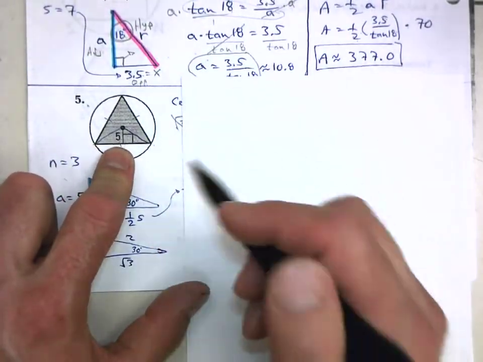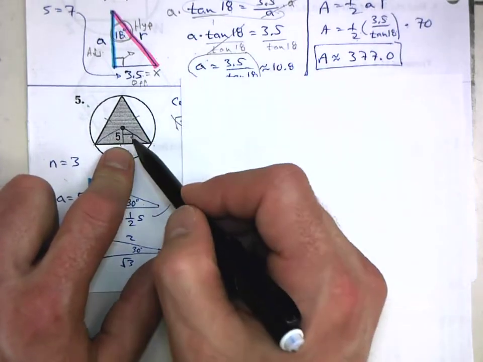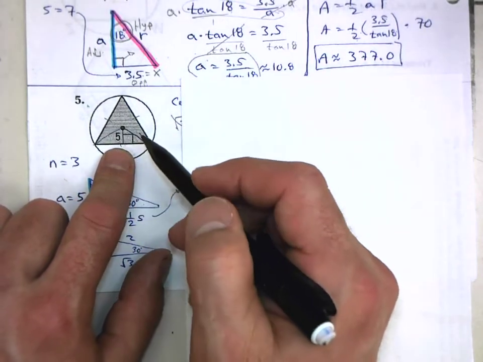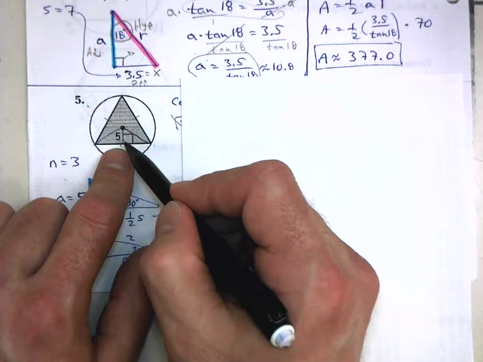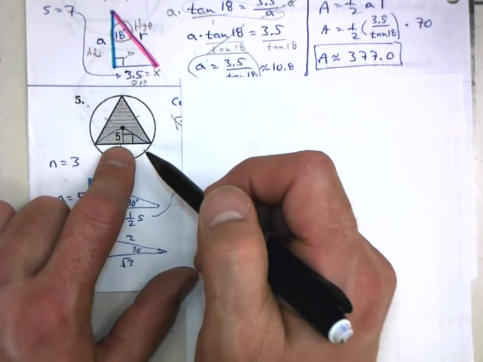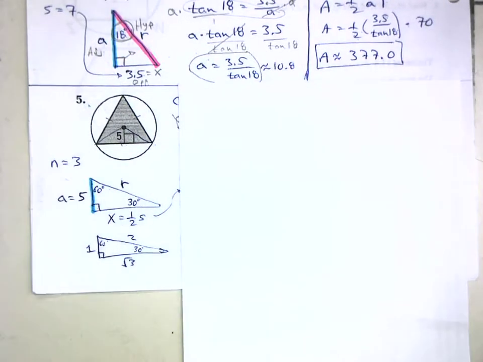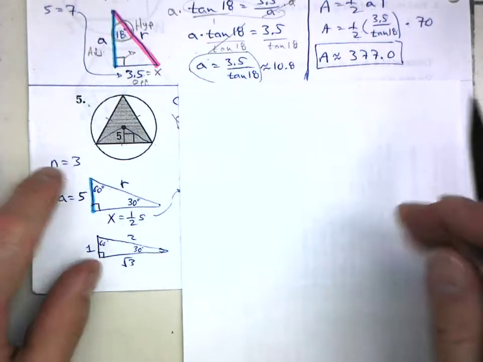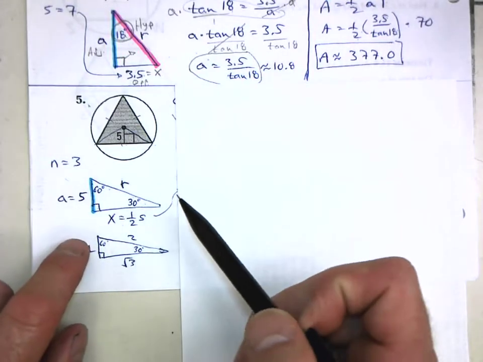Are you serious? That's all we have? All that I know about this regular polygon is the apothem is 5, and you want me to find the area of this dude? You can do it. You have the tools. Let me show you how.